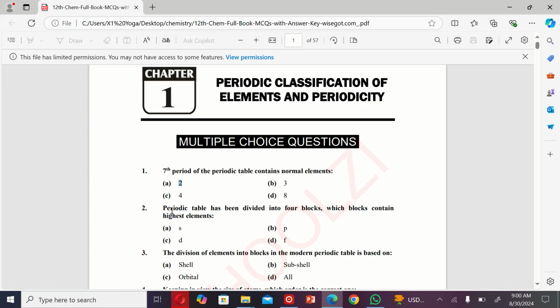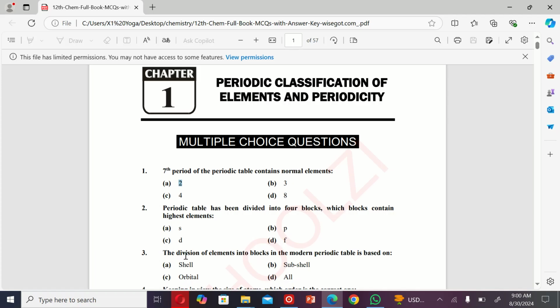The next MCQ is: the periodic table has been divided into 4 blocks. Which block contains the highest number of elements? A, S, B, P, C, D, and D, F. So the correct option is C, D.